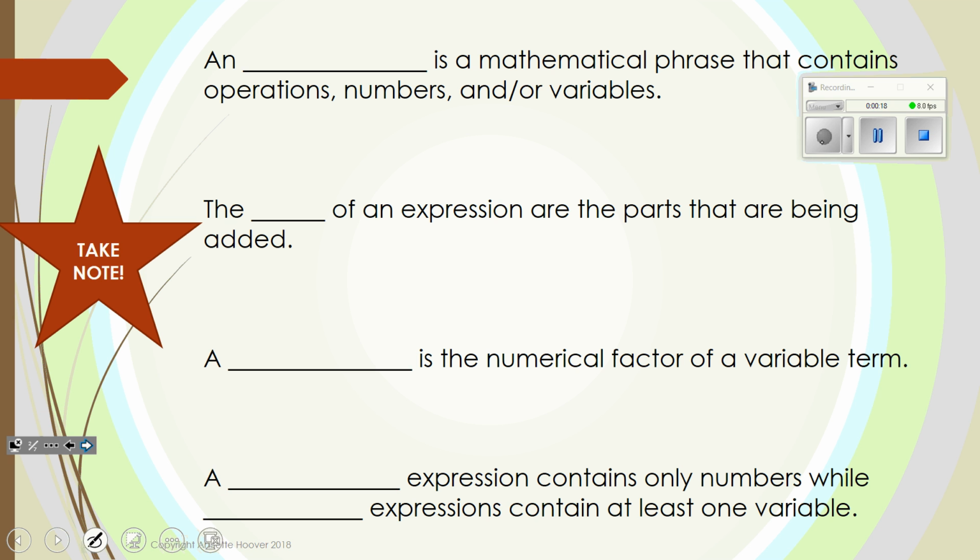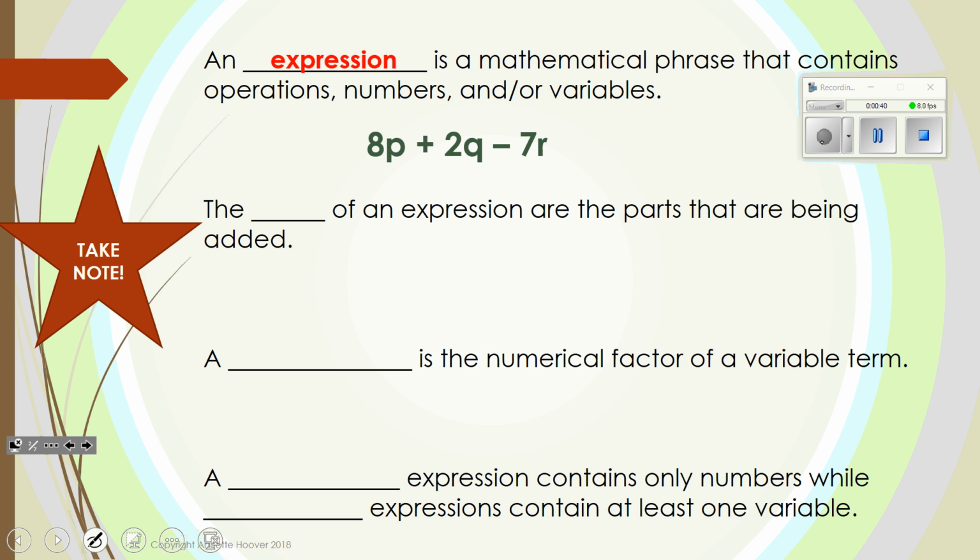In the first one, an expression is a mathematical phrase that includes operations, numbers, and/or variables. If it does not contain variables, it's going to be a numerical expression. If it contains variables, it's going to be an algebraic expression. Here's an example of one.